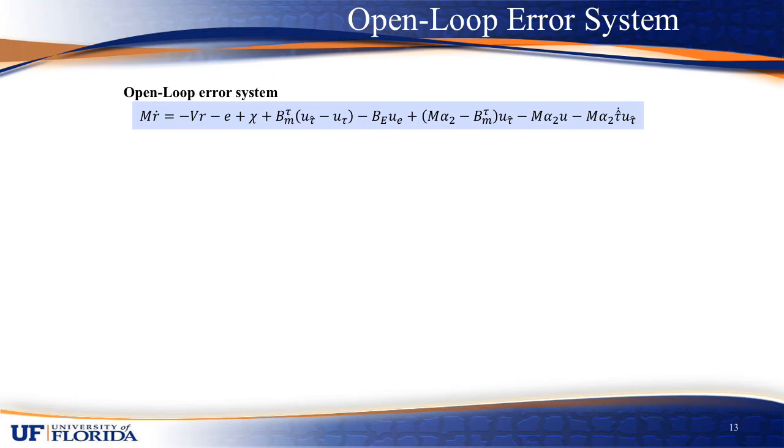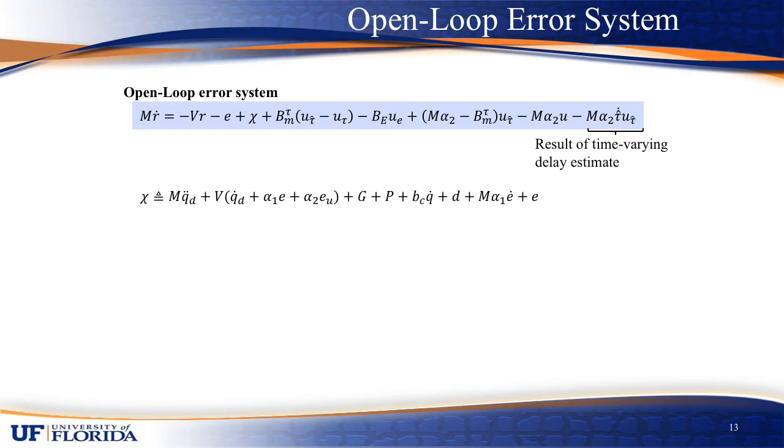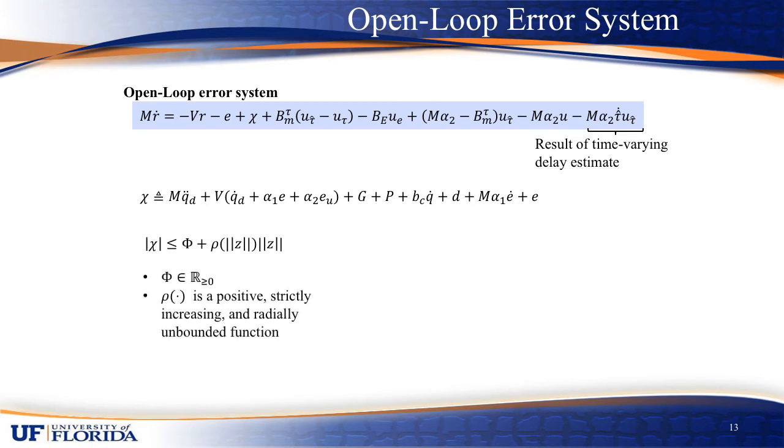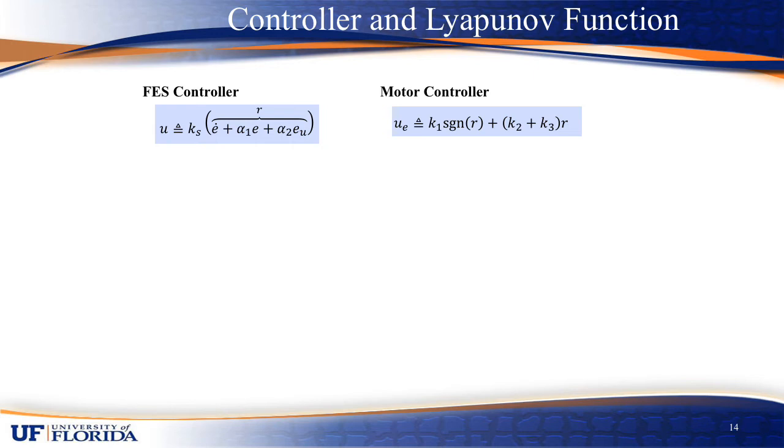The open loop error system is shown. Notice that the last term is a result of using a time-varying delay estimate, where tau hat dot is chosen by the control designer. The term chi is shown, and chi can be upper bounded as shown. The FES and motor controllers are defined as shown. A common Lyapunov function candidate is defined as V sub L.